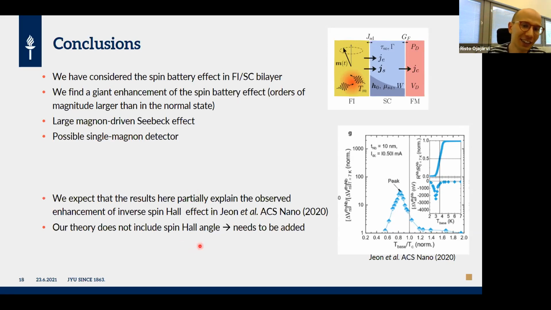So this was inspired by the large enhancement in the inverse spin Hall effect in this paper, which involved superconducting elements, and so there was some very large spin Hall effect, and we think that this is connected with our large spin accumulation here. But our theory did not include any spin-orbit interaction, spin Hall angle. So this would need to be added to actually describe this. But this is later work.